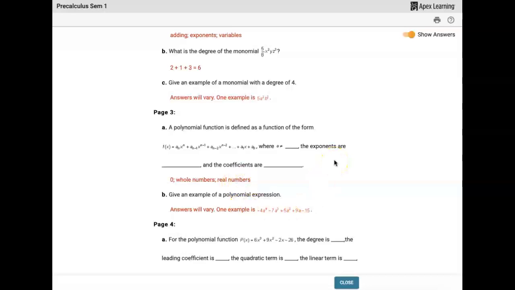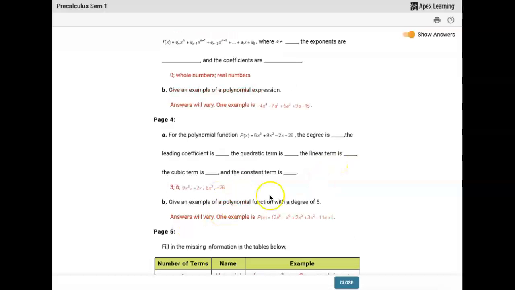All right, give an example of a polynomial expression, right? You can come up with plenty of these, but like we said, we've got a to the fourth, a to the third, a to the second, a, and then technically this is a to the 0th.